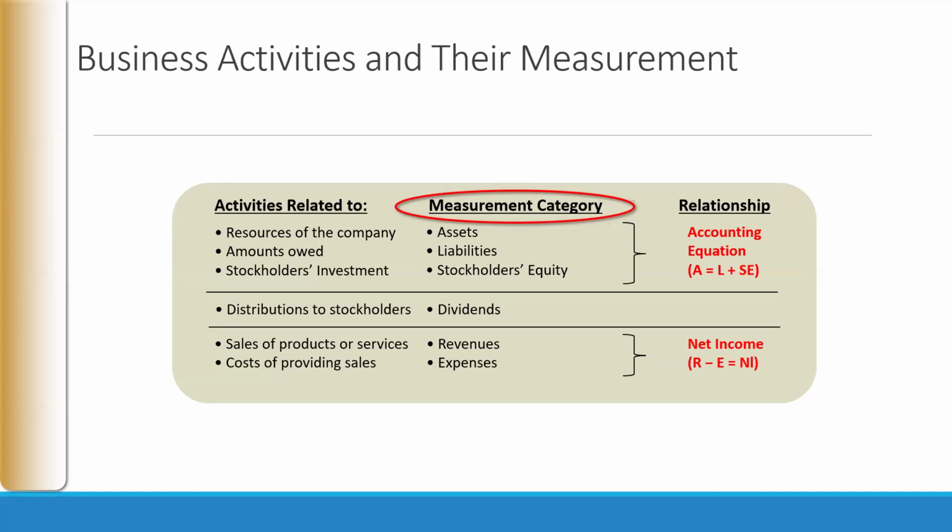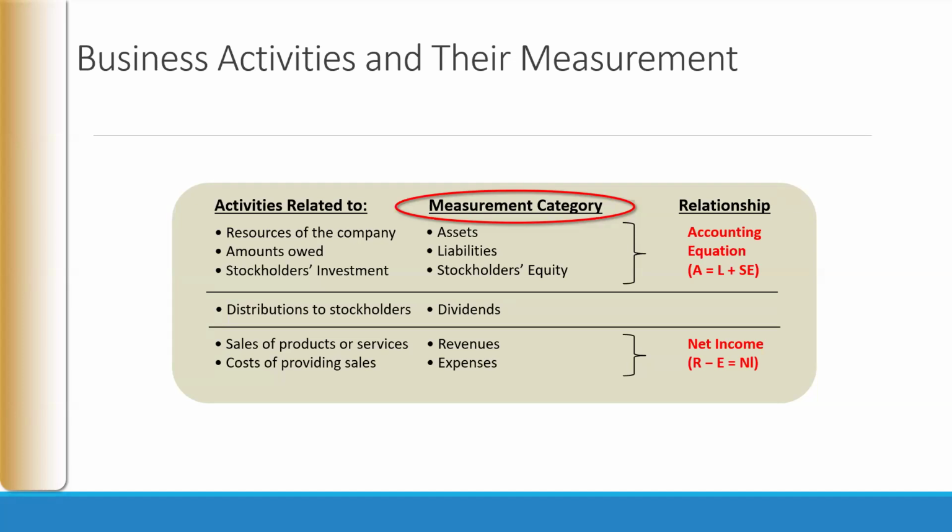Distributions to stockholders are dividends or withdrawals, is what they're sometimes called. And those will be on the statement of owner's equity, and also the statement of cash flows if they're cash distributions to investors. And then sales and costs, those are revenues and expenses. And then after that is net income.